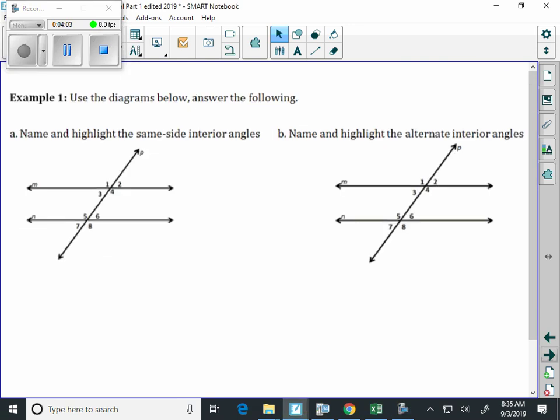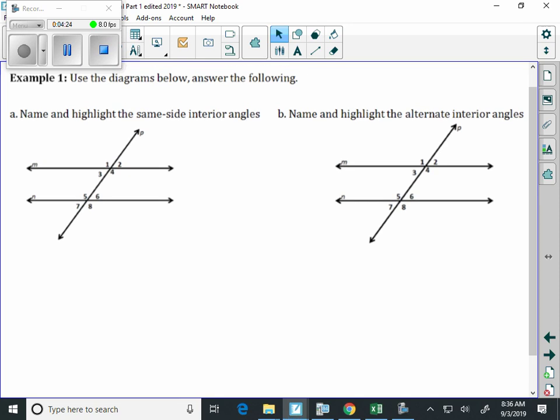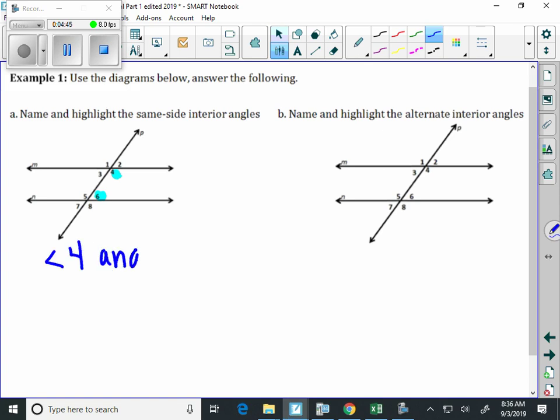So now we're going to use the diagrams to answer the following, and we're going to name and highlight the same side interior angles. Again, remember, the person sitting next to you doesn't have to have the same answers as you. There's more than one answer. Same side interior angles, as we just talked about in the definition, are in between the parallel lines. An example of that is angle 4 and angle 6.